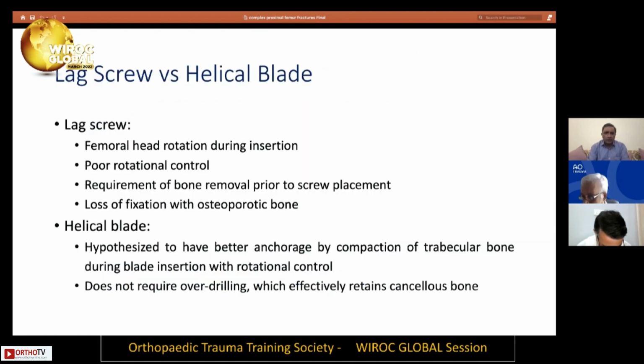And then another question sometimes arises: whether we should use a lag screw or a helical blade, especially in a patient where there is a lot of osteoporosis. There are certain disadvantages of the lag screw. There are chances of head rotation during insertion. It provides poor rotational control, and there is also significant bone loss. We have to ream to place this lag screw. Whereas in the case of a helical blade, there is better anchorage because we don't take out any bone, we don't ream it, we just compact the trabecular bone.